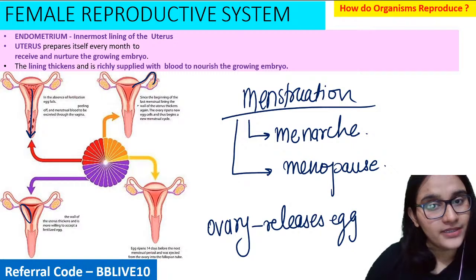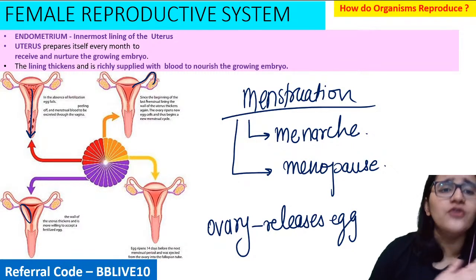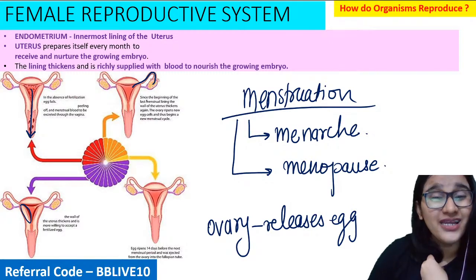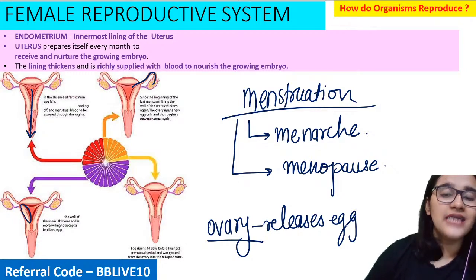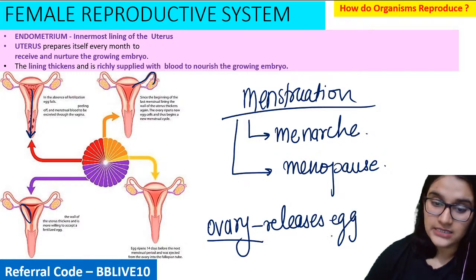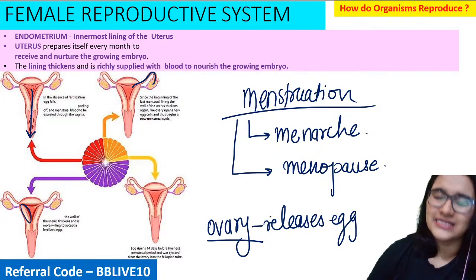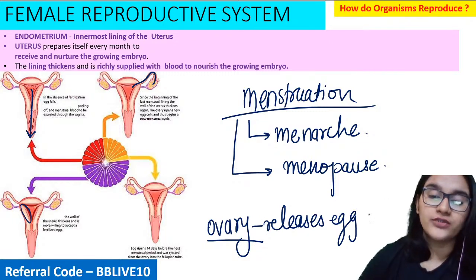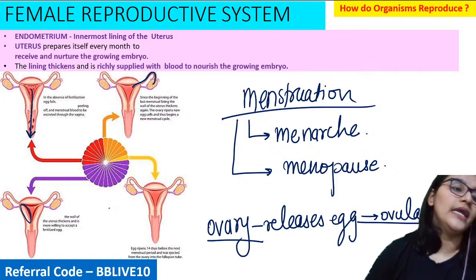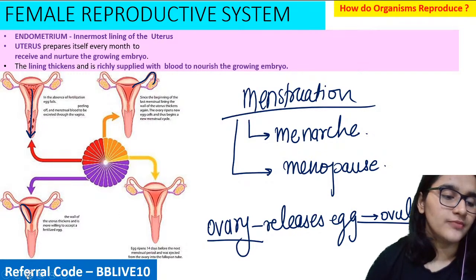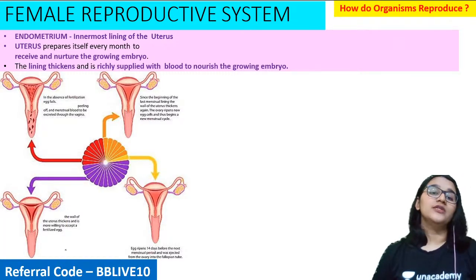But if that does not happen, then this fluffy endometrium has to go out of the body, because it is of no use. If you don't require anything, will you keep it inside your house or your body? Absolutely not. So the ovary releases the egg, and that is when the endometrium starts to develop again. This process of the ovary releasing the egg is called ovulation. Understood? When the ovary gives out an egg, it is called ovulation.